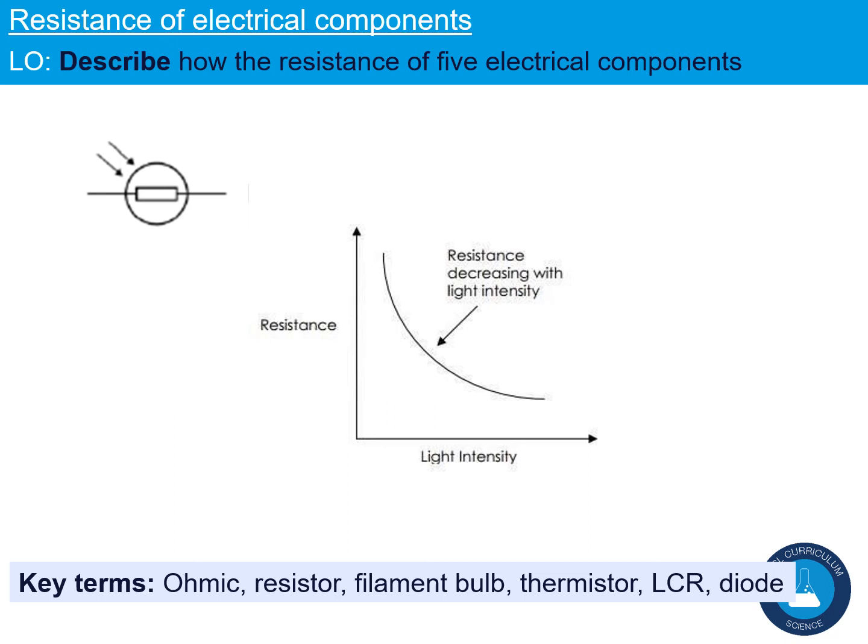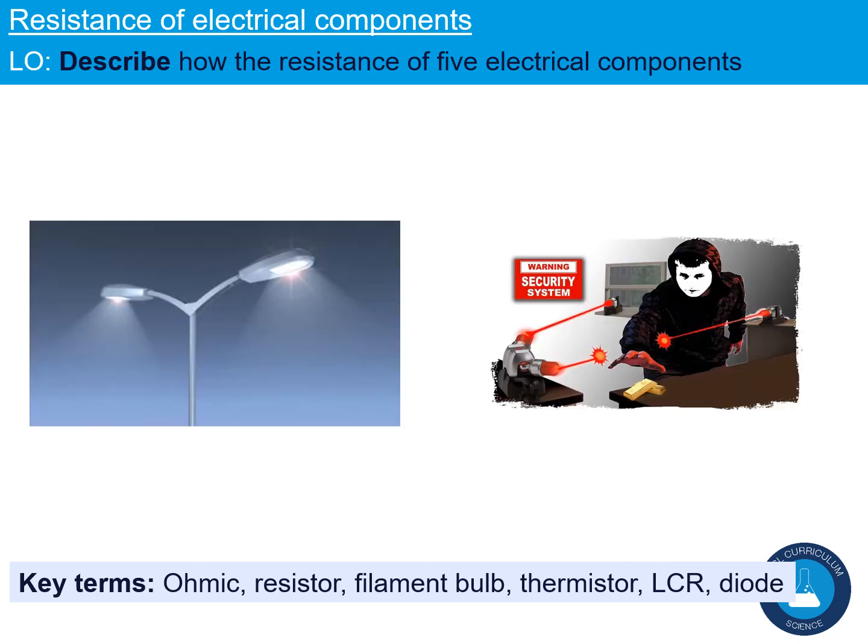This is particularly useful in 2 main applications. One is in things like street lamps. They can come on automatically when the light drops below a certain level. So you'll see at night time in the city, the street lamps come on. That is not because someone is individually pressing a switch, but because they have used a light-dependent resistor to help with that.